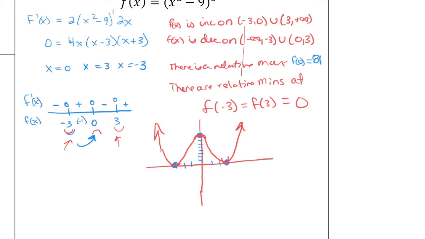So by completing the sign chart, we have completed an analysis for the first derivative test. The first derivative test will tell us where our relative mins and maxes occur and where our function is increasing and decreasing.